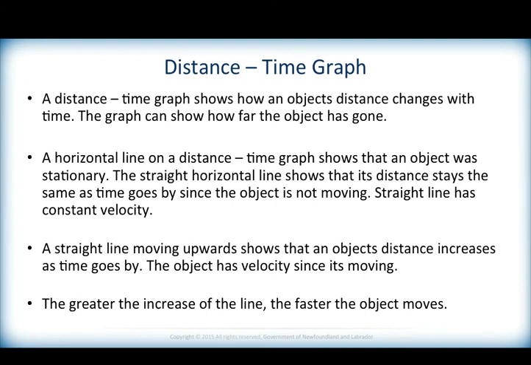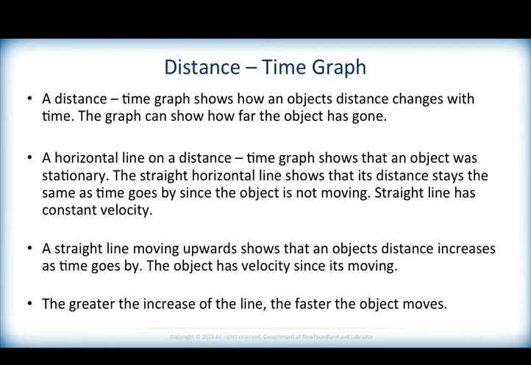So now a distance time graph talks about things that involve a little bit of physics, but we're not going to go too in depth. A distance time graph shows how an object's distance changes with time. So we're talking about distance and time, so how they interact with one another. The graph can show how far an object has gone.